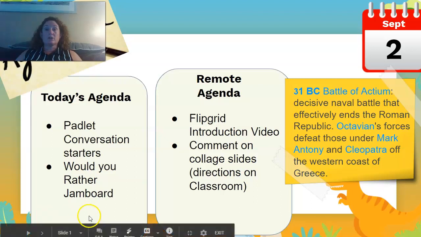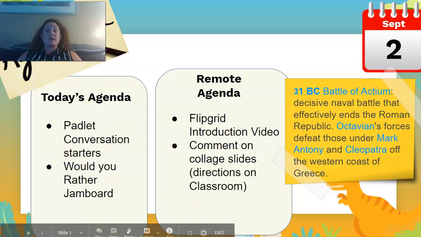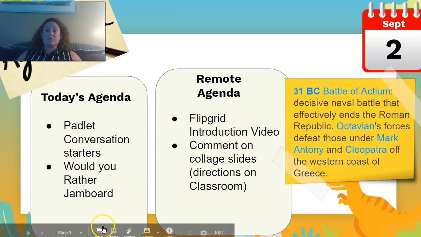What you guys are going to do today, I really enjoyed getting to know you yesterday and seeing your collage slides and getting to hear the things that you enjoyed and were interested in. So what I'm going to have you do today is look at the collage slides from your classmates that are in cohort A and make some comments on those. And then the other thing you're going to be doing is making your Flipgrid video. So let me show you those real quick here.